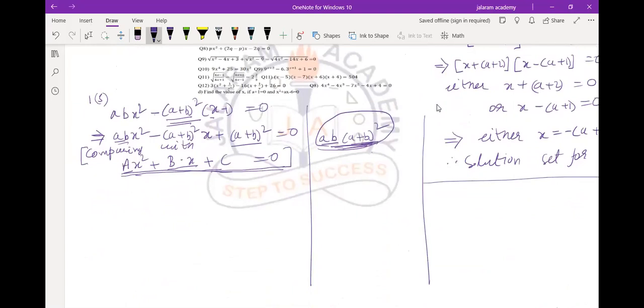So we have to find the factors of ab into a plus b whole square whose sum is a plus b whole square. And we know that a plus b whole square means a square plus b square plus 2ab. So we have to find the factors of ab into a plus b whole square such that the sum is a square plus b square plus 2ab. So search for that.